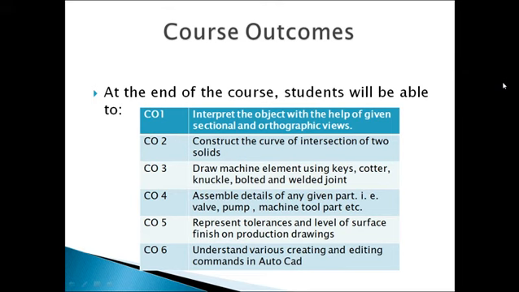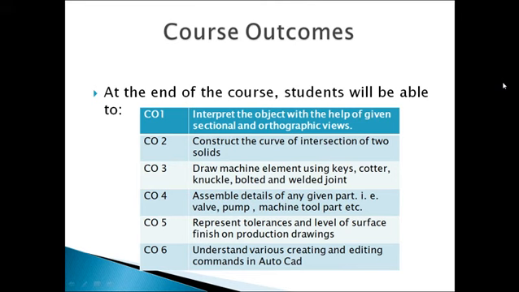Course outcome number 5: represent the tolerances and level of surface finish on production drawing. Production drawing is nothing but the drawing which we give for production purposes. So in a production drawing we need to include the tolerances. What is meant by tolerances, and why tolerances are important, we are going to learn here.